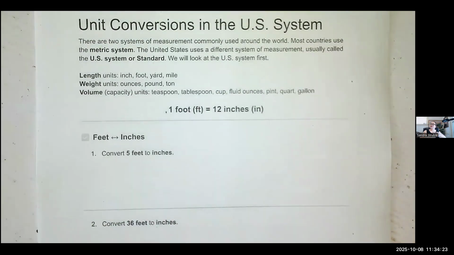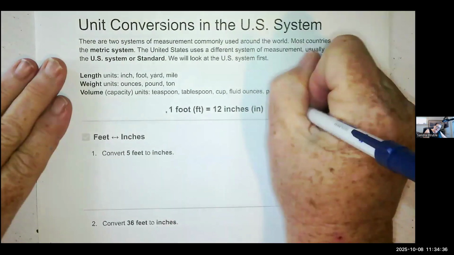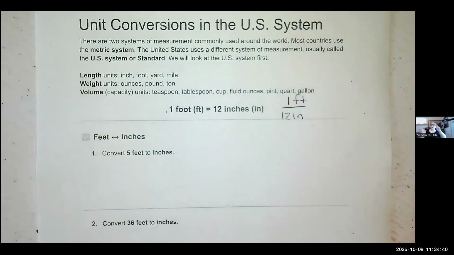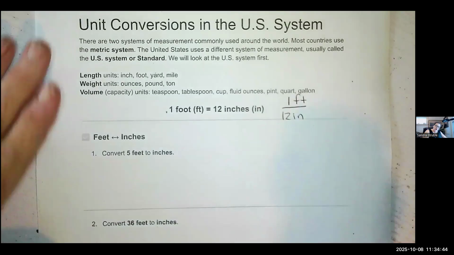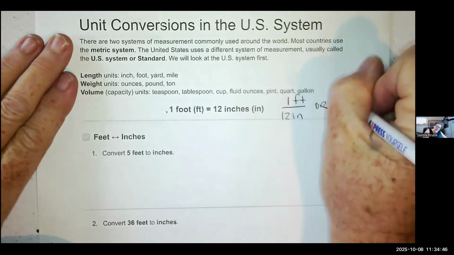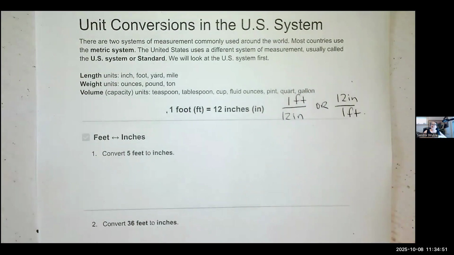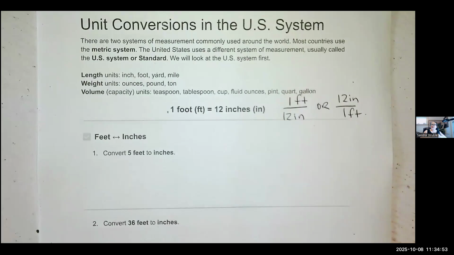Okay. The first one we're going to talk about is converting feet and inches back and forth. You have to know that 1 foot is equal to 12 inches. If you know that, then you can write 1 foot divided by 12 inches. That's equal to 1. So remember, when we reduce things, this is just 1. Or you can write 12 inches over 1 foot. These are the two conversions we have options of. I don't think of it this way necessarily.